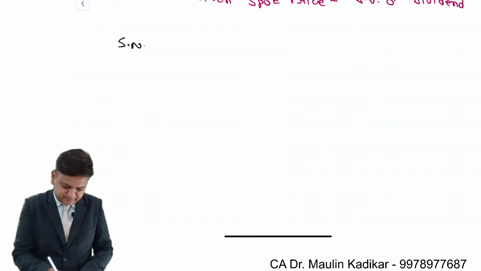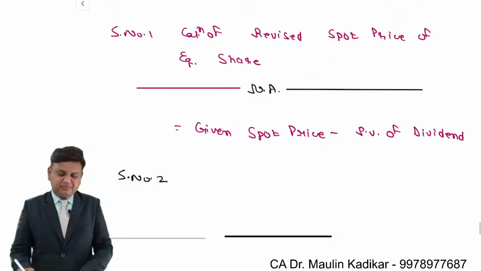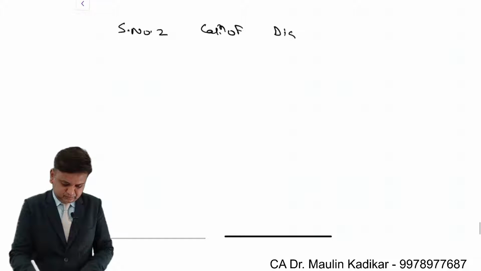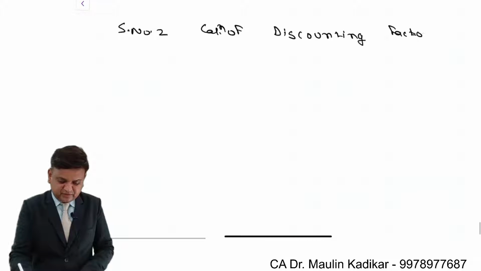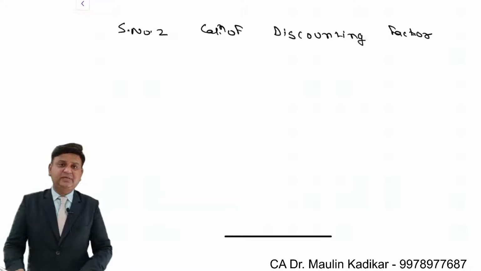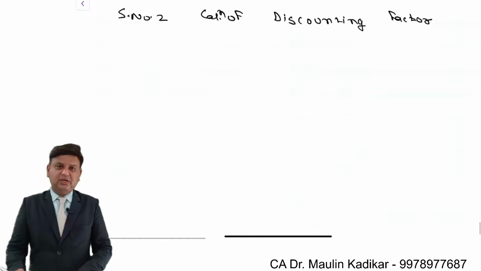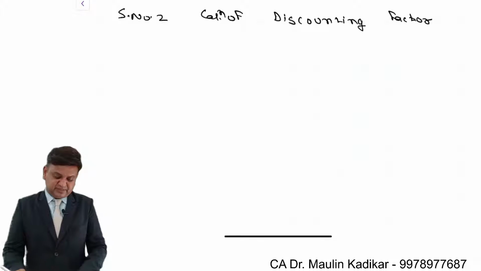Step number 2 will be calculation of the discounting factor. Let us understand how to make the calculation of the discounting factor. Everybody is requested to pay attention properly. Dear students, over here we are required to make the discounting factor calculation something like this. To explain that, I am giving you some small examples like this.